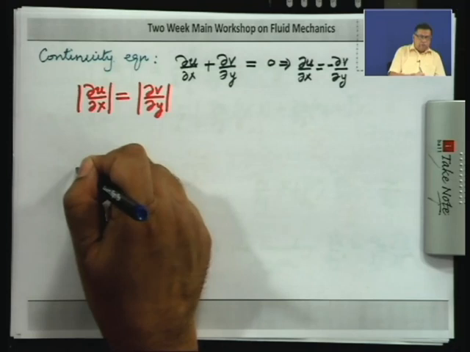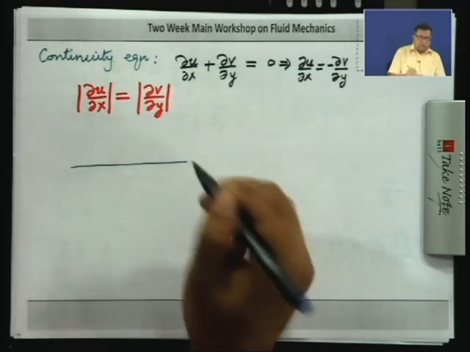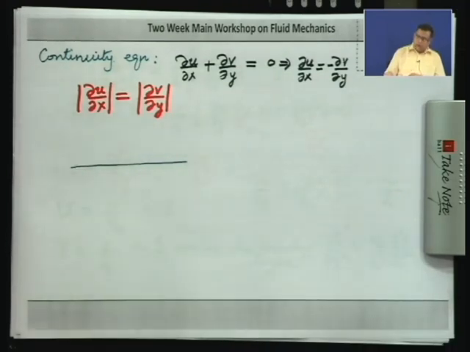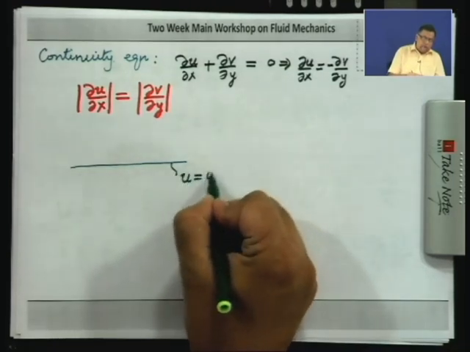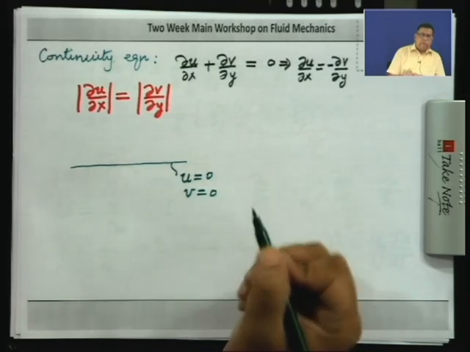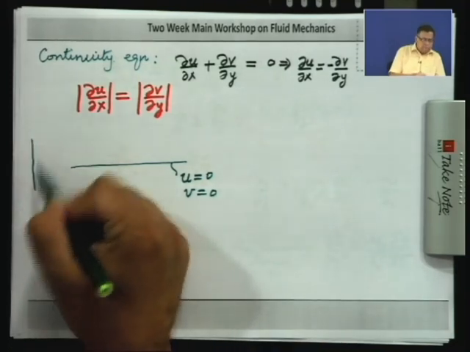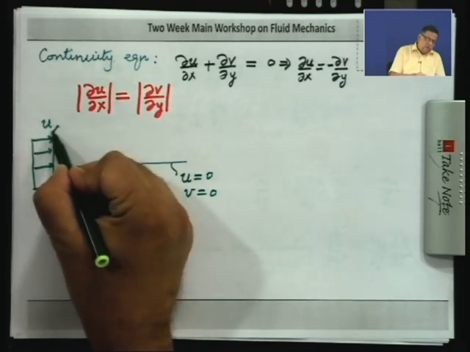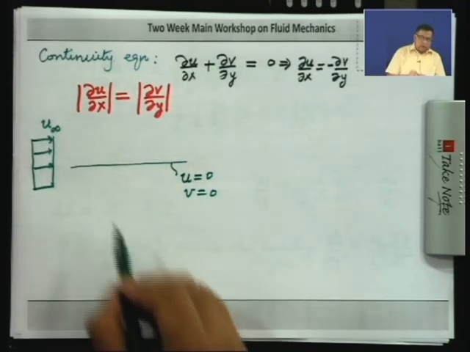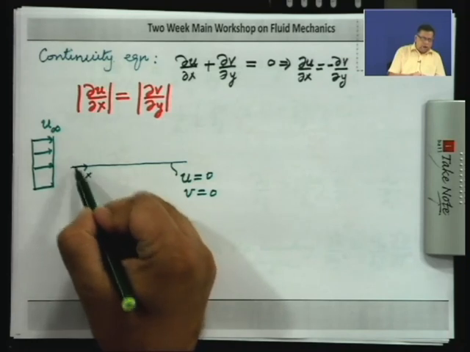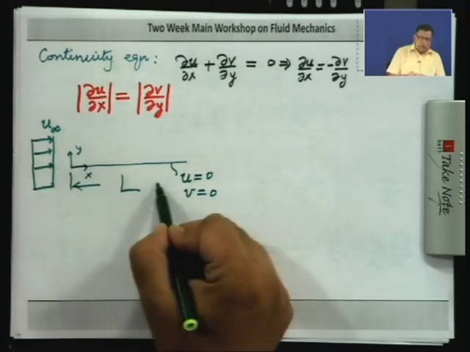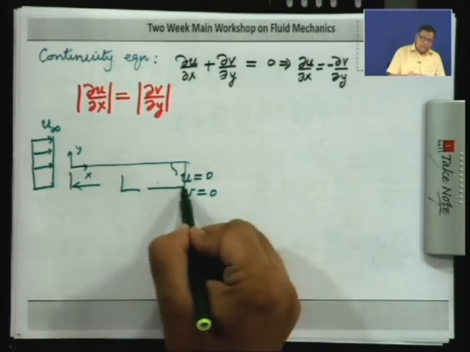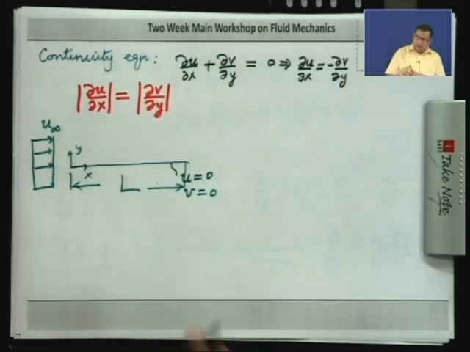So, we come back to the case of the plate. We know that at the plate for a viscous flow u is 0, v is 0, and upstream u is u infinity, and this is what we have called x and this is y. So, we know what is the order of L, that is this quantity.